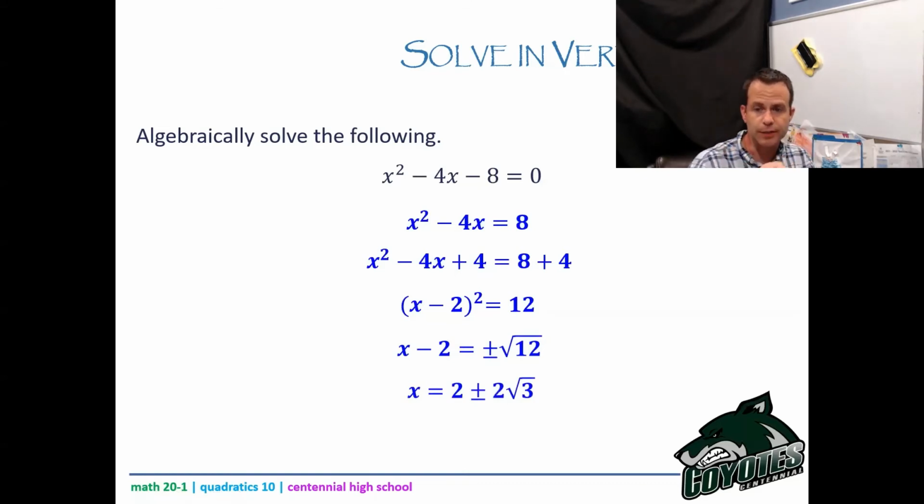Now, before you yell at me, we want to write things in simplified form. So I took root 12 and I thought, hey, 12 is root 4 times root 3, and the root of 4 is 2. So I just simplified root 12. Okay, again, that means there are two answers here: 2 plus 2 root 3 and 2 minus 2 root 3.